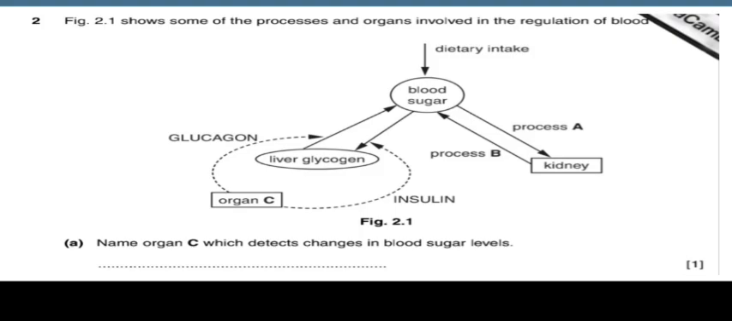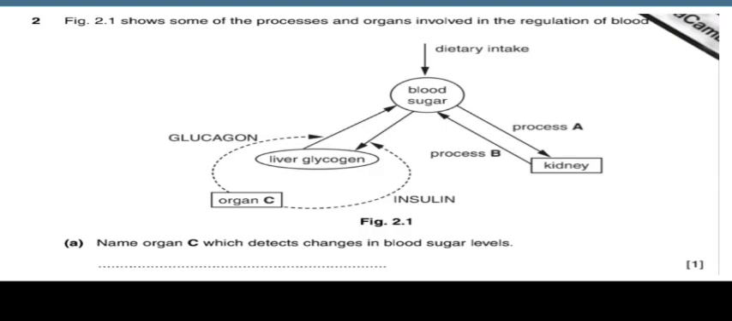So let's see the next question. The next question is saying figure 2.1 shows some of the processes and organs involved in the regulation of blood sugar. So here we have the dietary intake, the blood sugar, process A, process B, and so on. Now the first question is saying, name organ C, which detects changes in blood levels.